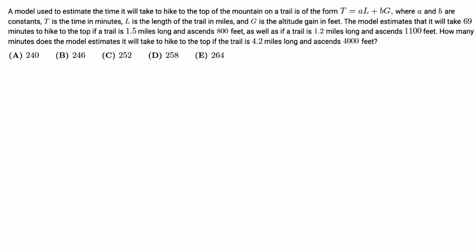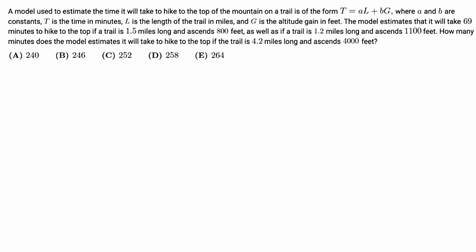A model used to estimate the time it will take to hike to the top of the mountain on a trail is of the form T equals AL plus BG, where A and B are constants. T is the time in minutes, L is the length of the trail in miles, and G is the altitude gain in feet. The model estimates that it will take 69 minutes to hike to the top if a trail is 1.5 miles long and ascends 100 feet.